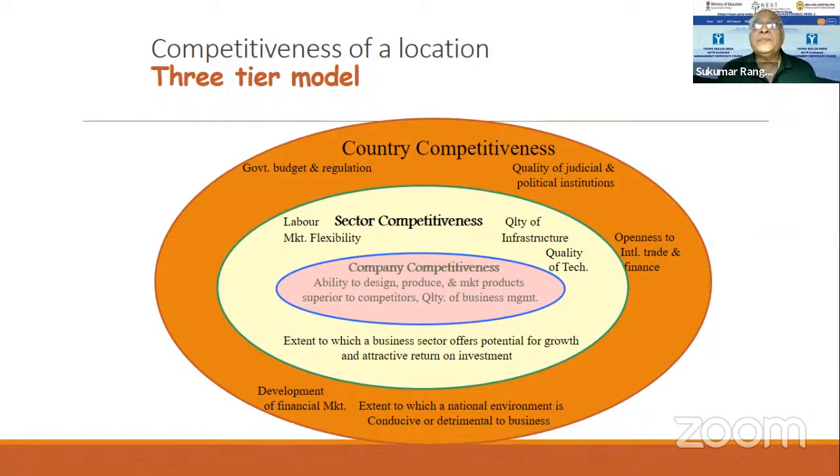Next stage. The third stage is the country competitiveness. Again, here, we as a country have a lot of advantages.